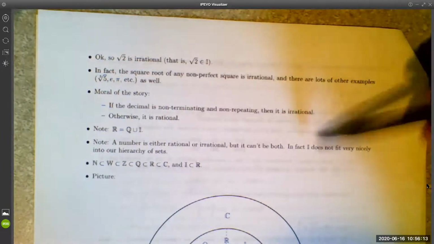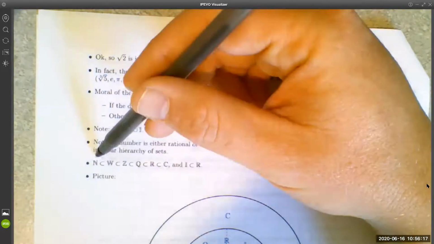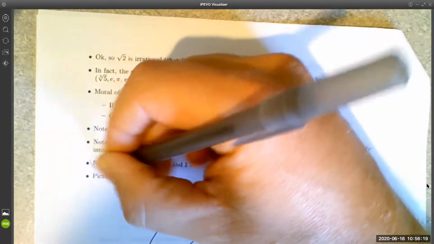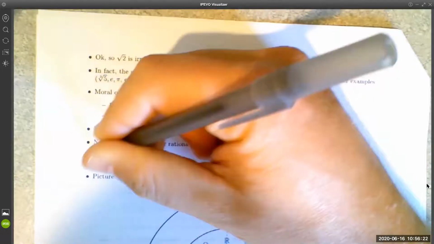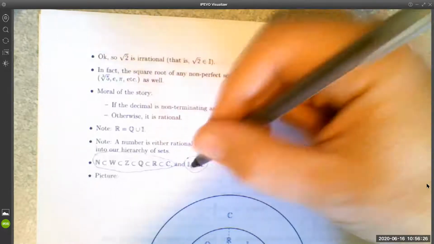In fact, I doesn't fit very nicely into our hierarchy of sets from the previous page, right? So we have this hierarchy of sets here, and trying to figure out where I fits in is kind of tricky. It doesn't really fit in. It's sort of its own separate thing.